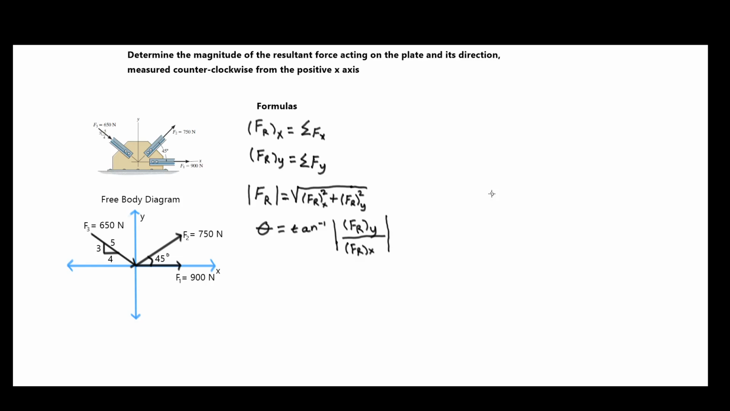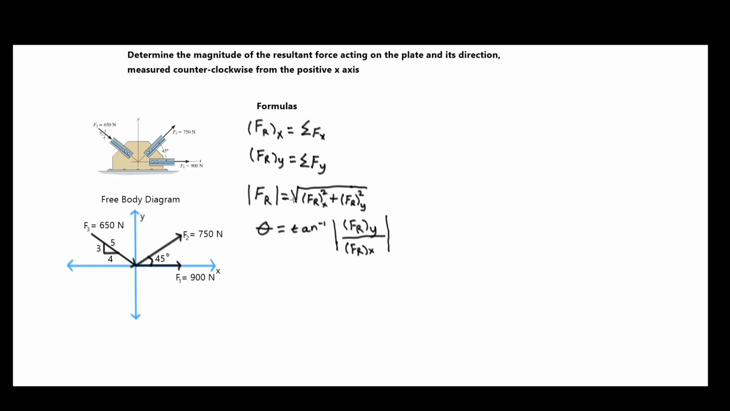In this video, we're talking about how to find the resultant force and its direction when given vectors in a two-dimensional Cartesian plane. If you take a look at our formulas here, it gives you the order of operations to do this. First thing to do is to find your resultant force in the x direction, just the summation of all forces in the x direction.